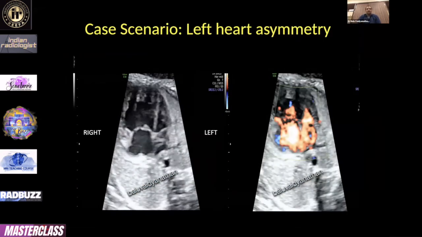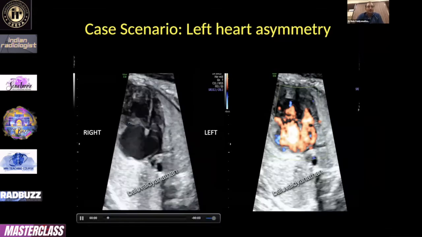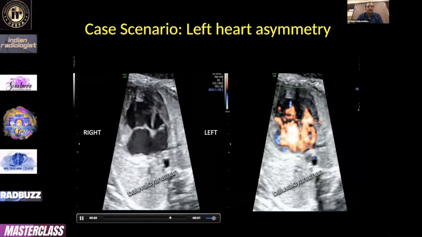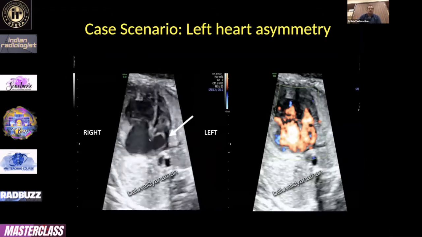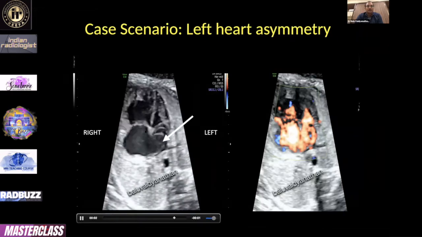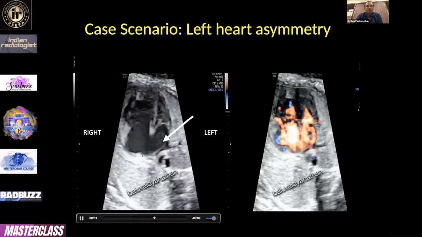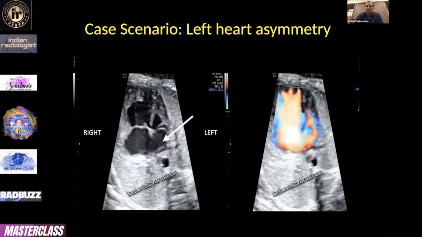The last case is another case of left heart asymmetry, and this is very, very interesting indeed. So this is clearly, you can see that the RV is big, LV is definitely looking small. But I want your attention onto the foramen ovale. See that? There's a prominent PFO flap, foramen ovale flap, which is bulging into the left atrium. When we put the color on, there is a patent inflow here.